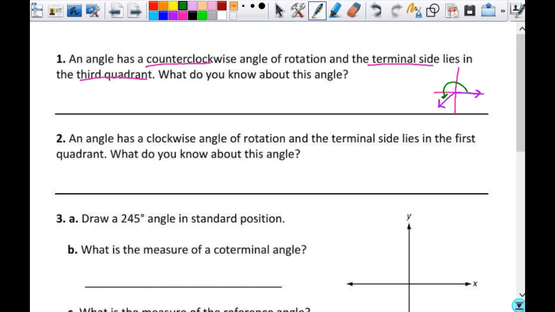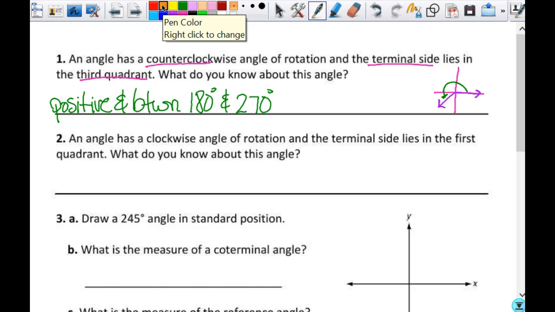Can you tell me something about the measurement? You can't tell me exactly what it is. We don't have the information for that. But can you give me a range of possibilities? What does it have to be between? Okay, so it's positive, and between 180 and 270. Everybody agree with that? And that tells me something.